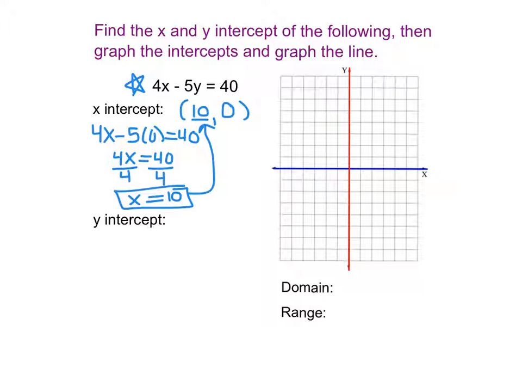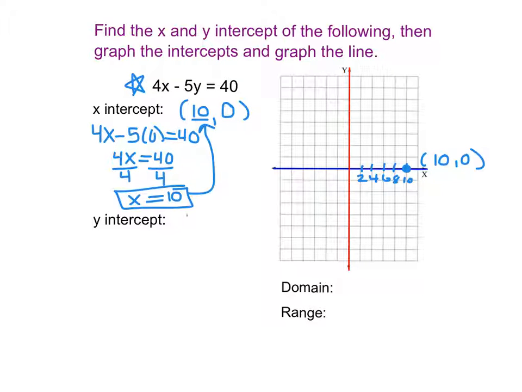Now what I notice when I look here is I don't have 10 slots going from left to right. So what I'm going to do instead is label these by 2. So 2, 4, 6, 8, 10. I'm going to plot that point at the point x is 10, y is 0. Now from here I need to find my y-intercept point.